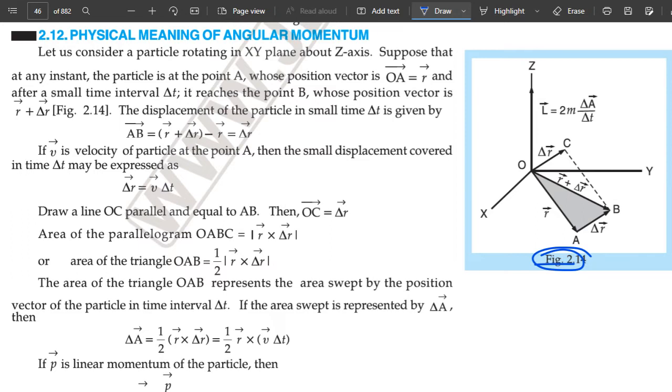Now the particle moves from point A to point B. Then suppose there is a little change in position vector r to delta r. This is a little change in position vector, right? From point A to point B.